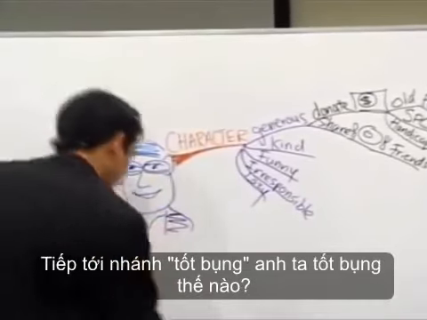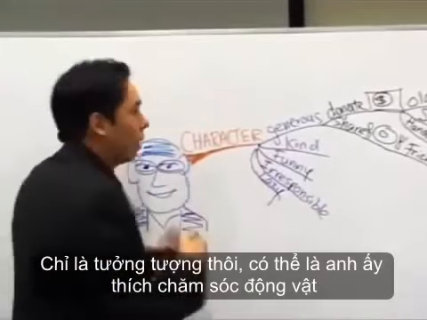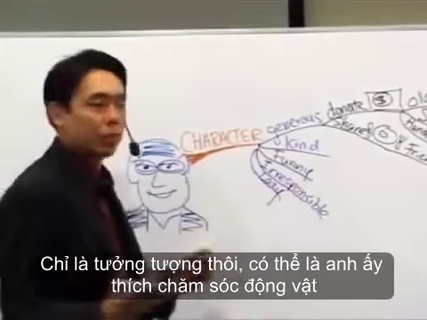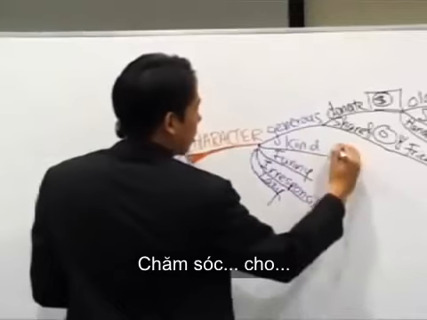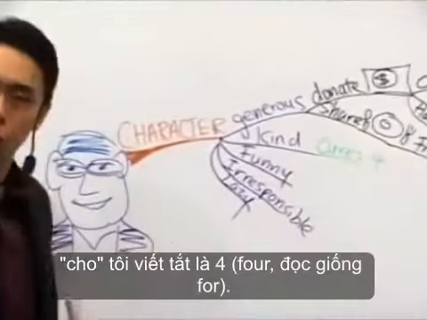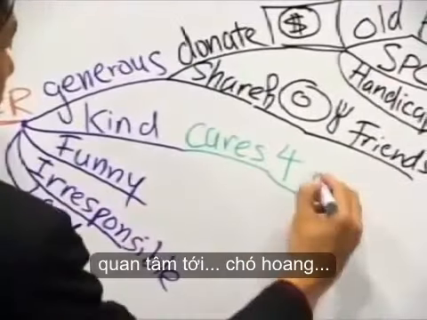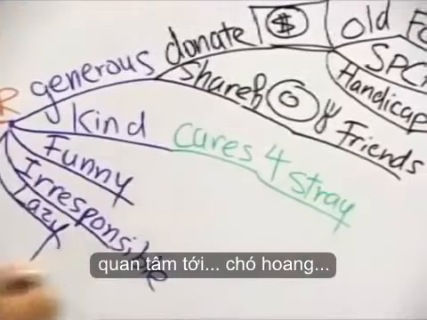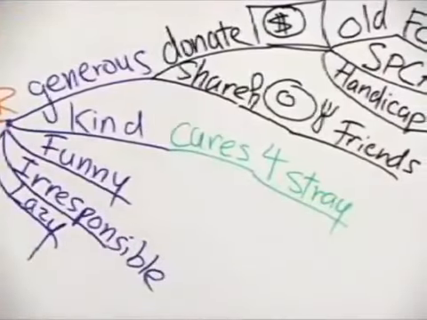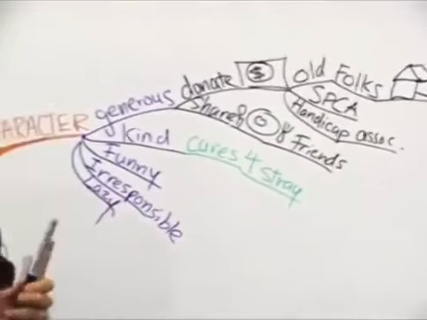Okay, under kind. Why is he kind? Again, I'm just making stuff up. Maybe he's very kind because he tends to take care of stray animals, alright? So, cares for. Now, use the word for to represent cares for. Again, it's a symbol. Cares for stray dogs, okay?